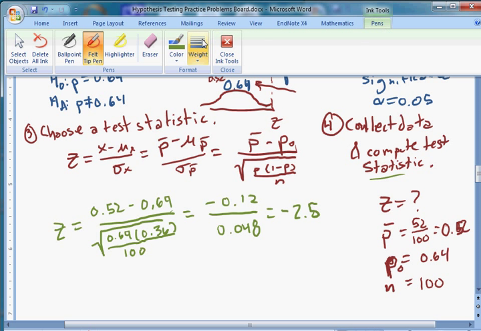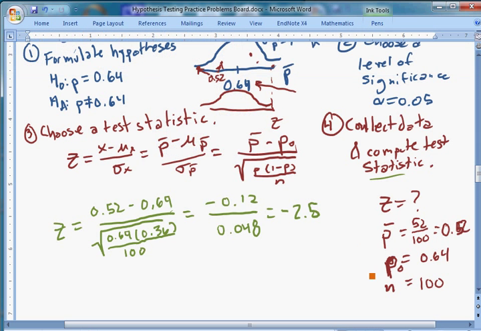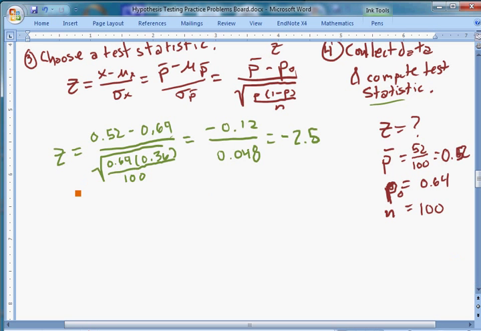And now step 5, what they want us to do is to calculate the p-value. So we'll do that on our way to coming up with a conclusion. Step 5 is evaluate the test statistic.